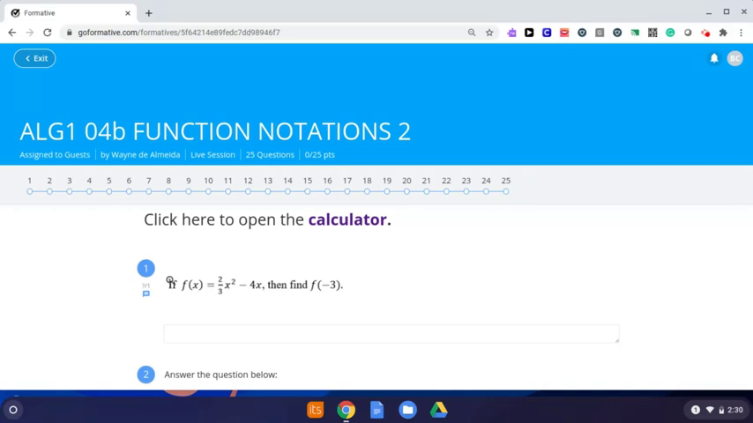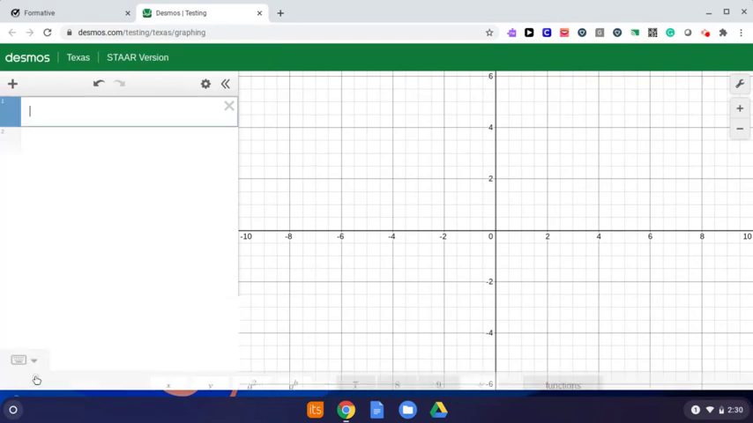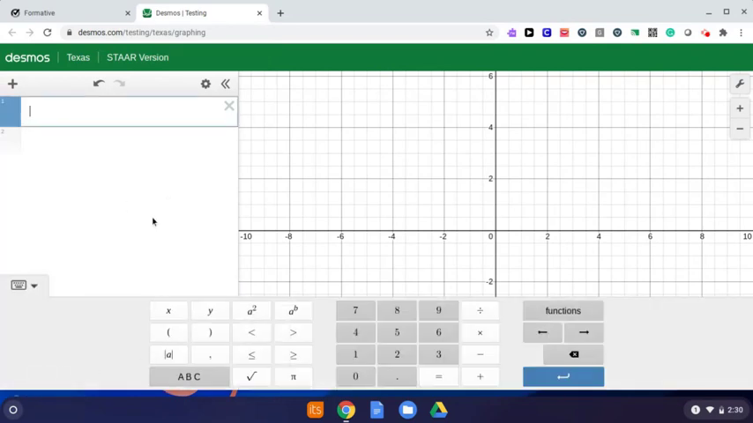Hello and welcome. Today we're going to continue talking about function notations. To start, we're going to open a calculator, and there's a calculator link right here. Just go ahead and click on it and it will open the Desmos calculator. Today we're going to keep the tab right there. All you have to do is open the keyboard. So just leave it like that.